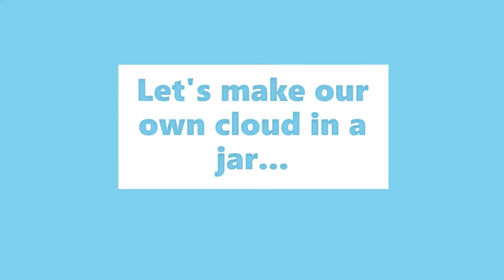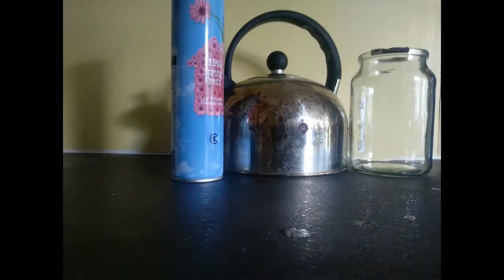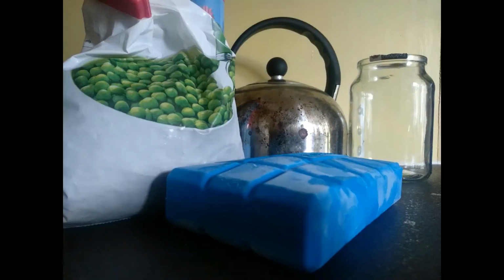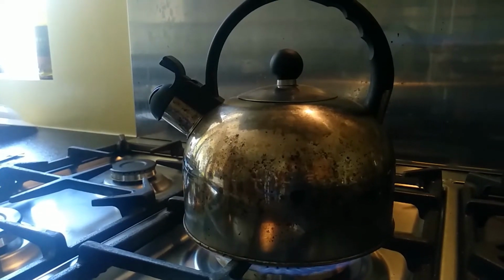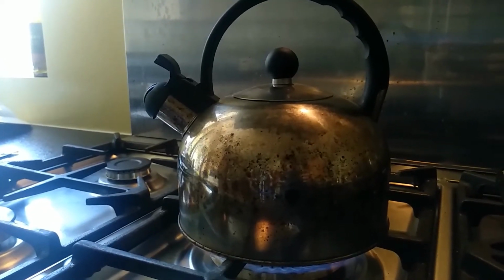So we can have a go at making our own cloud in a jar. You're going to need a jar. You'll need some water. You'll need some kind of aerosol and some ice. Or if you don't have ice, you could have frozen peas or something from the freezer. Now you want to boil the water, and you can imagine your stove as the sun.